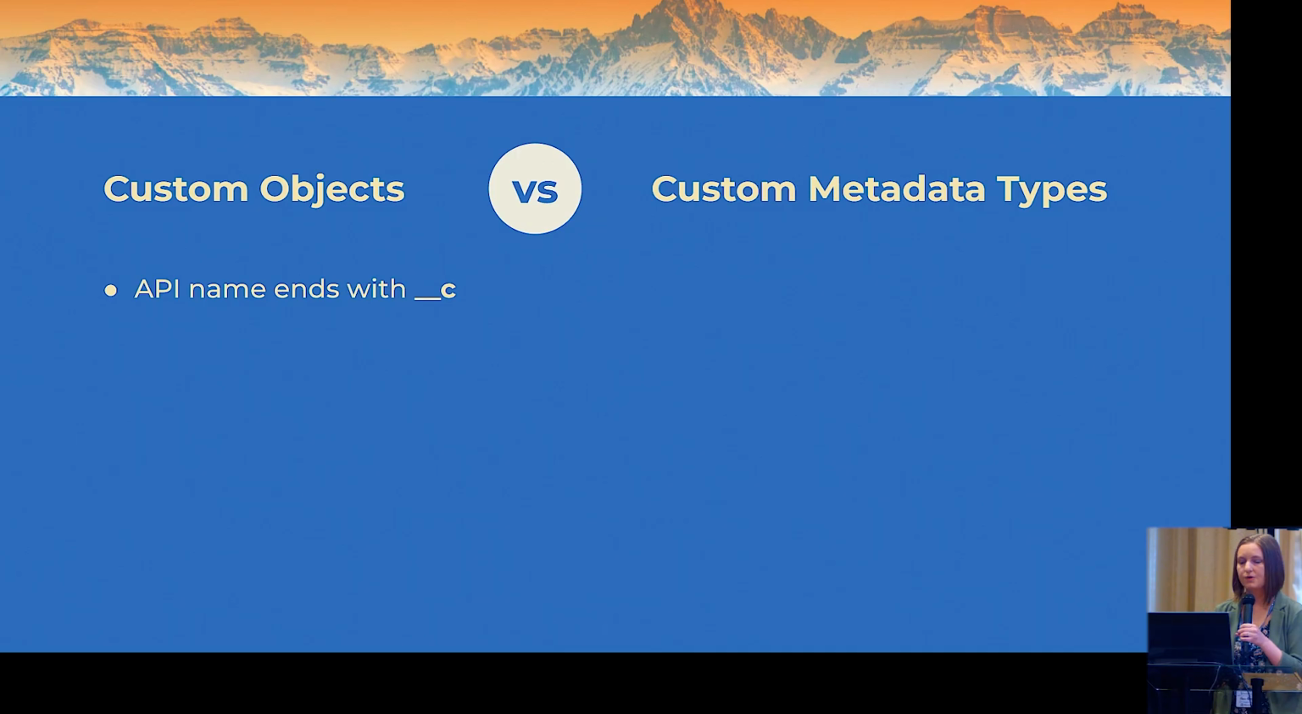All right, as we all know, custom objects API names end with __c. Custom metadata types API names end with __mdt. If you want trivia to bore your partner with, enjoy.